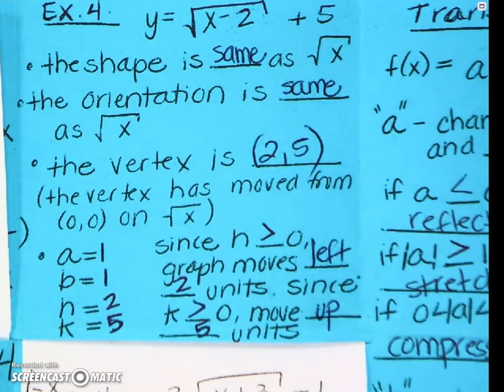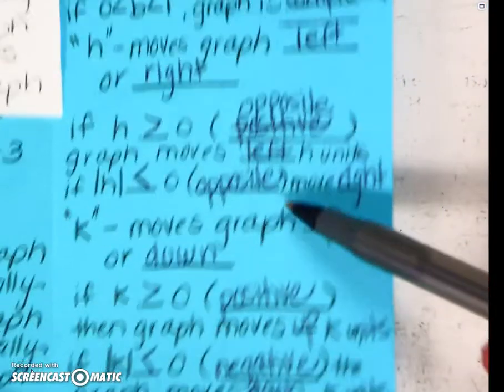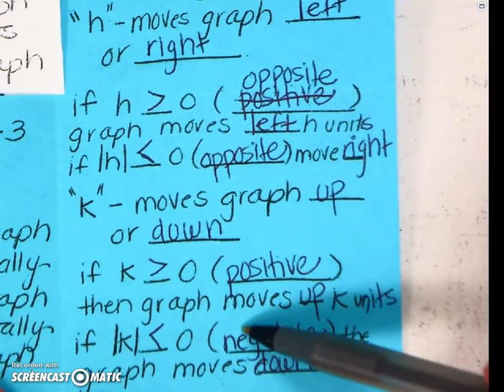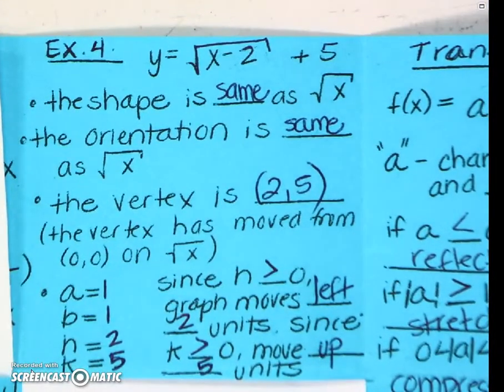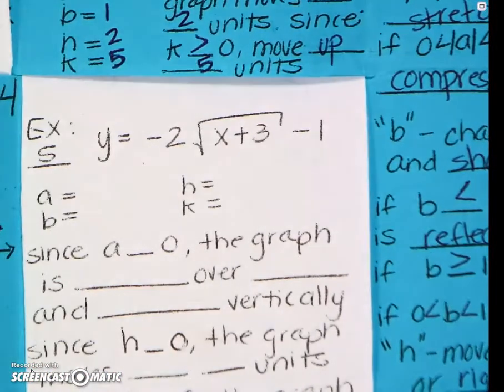Okay, and we're getting this information from the little tab here. Since k is greater than 0, it's positive, the graph moves up. Okay, very good. Do you guys have any questions on that? Okay, number 5.